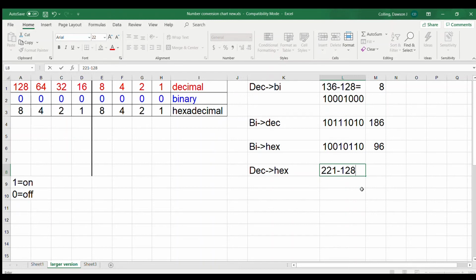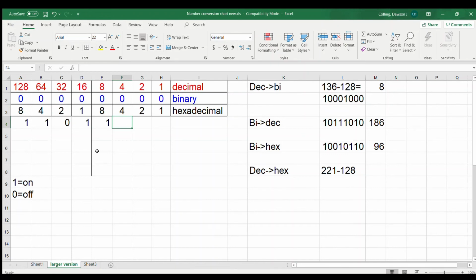Subtract 128 from it. That comes out to 93, which is a positive number, so that's a 1. And then 93 minus 64 comes out to 29. That's a positive number as well. That's another 1. We can't subtract 32 because that would come out as a negative number, so that's a 0. We can subtract 16, and that comes out to 13. That's a positive number, 1. We can subtract 8, which comes out to 5. That's positive. That's another 1.